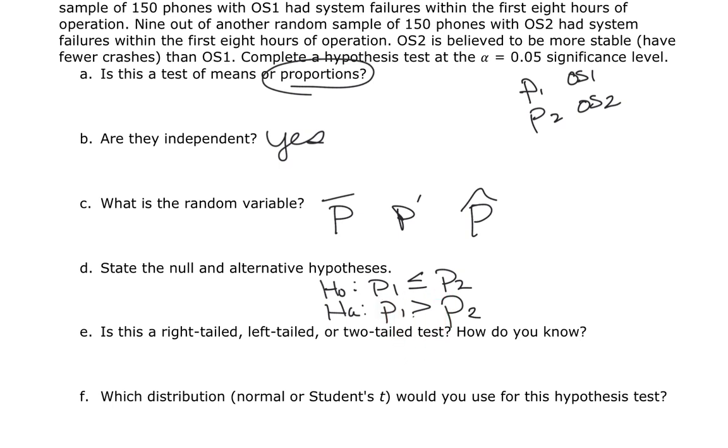We can actually use equals as well. It doesn't matter if we do less than or equal to on this, because it's really the HA that determines the test. And we can tell because the inequality is pointing to the right. It is a right-tailed test.